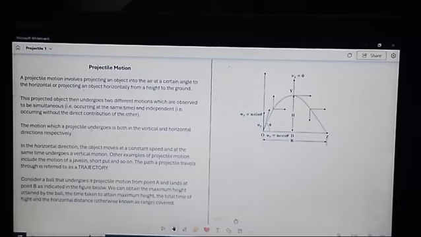Hello, my esteemed viewers. We'll be looking at projectile motion in this particular lecture. So on your screen, you can see the definition of a projectile motion.